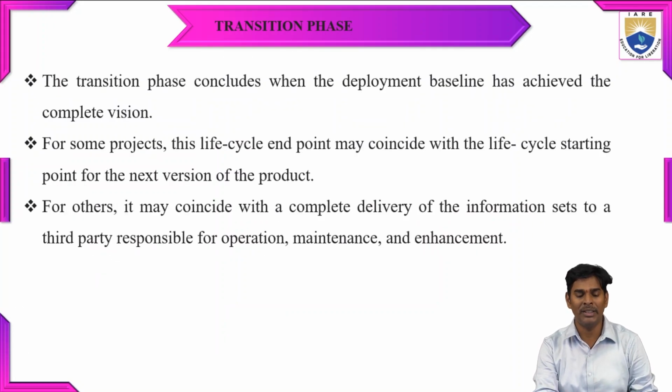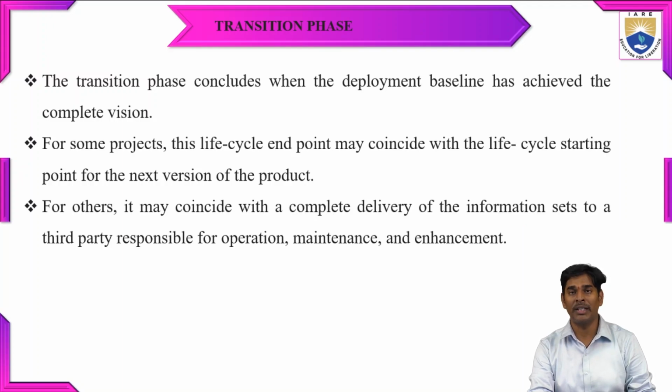And here the transition phase concludes when the deployment baseline has achieved the complete vision. This is the final phase, where the final product has to be deployed, so it has to meet the vision. If they are taking some projects, they need to check what the life cycle starting point is and what the next version is. So they need to release each and every alpha and beta version of the product. And also they need to complete the delivery of the information, because they need to set the third party responsibility for the operation, maintenance and enhancement here.